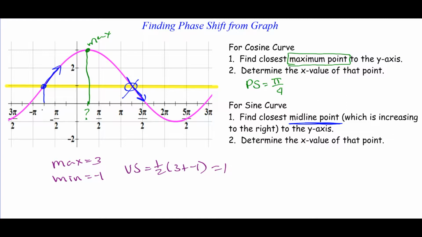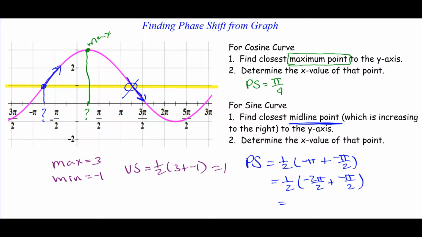And then again, I'm going to come down to the axis, and I need to figure out what's between -pi/2 and -pi. If you need to figure out what's in between two values, remember, you can just add them and divide by 2. So here we're just going to take 1/2 of -pi plus -pi/2, which would be 1/2 of -2pi/2 plus -pi/2. So this is going to be -3pi/4. So that would be my phase shift for the sine curve.